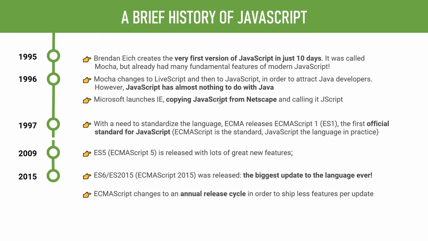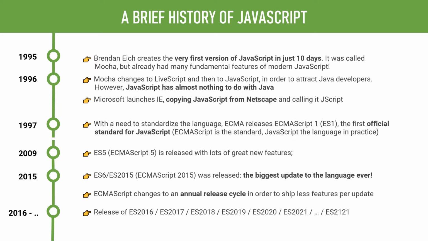The reason for that is that they prefer to just add a small number of new features per year, instead of shipping a huge new version every couple of years like it happened with ES6. And so this way it's going to be much easier for everyone to keep up to date. According to this new annual release cycle, in 2016 ES2016, or ES7, was released, and also ES2017, etc., etc. And like this, it will continue until the end of time or something like that.